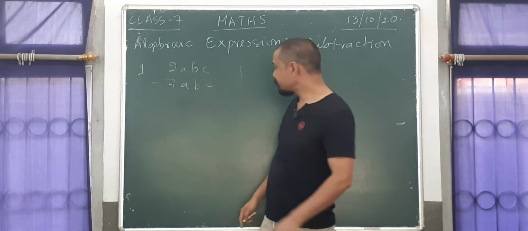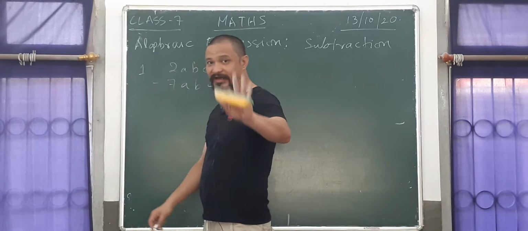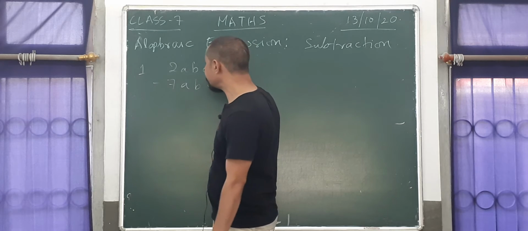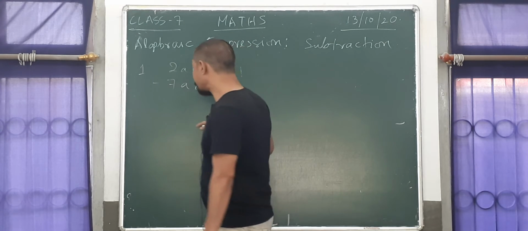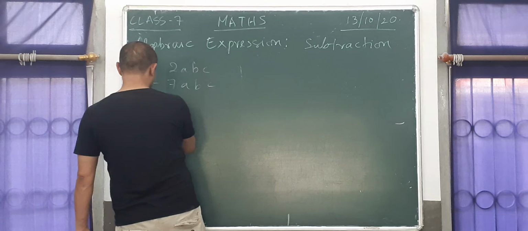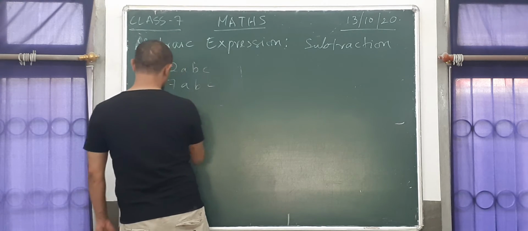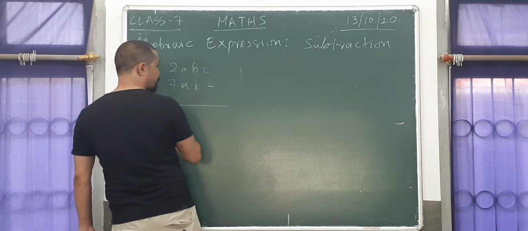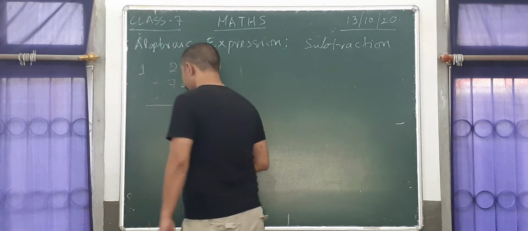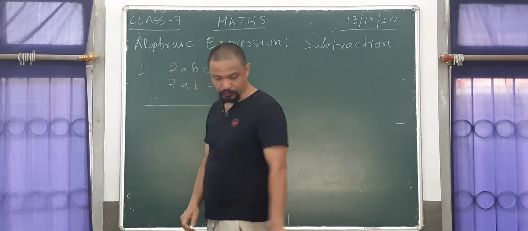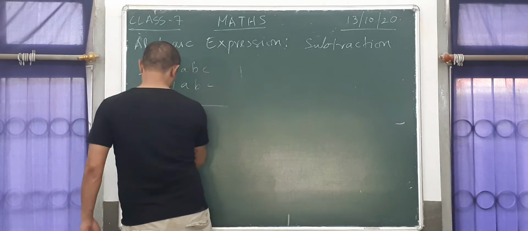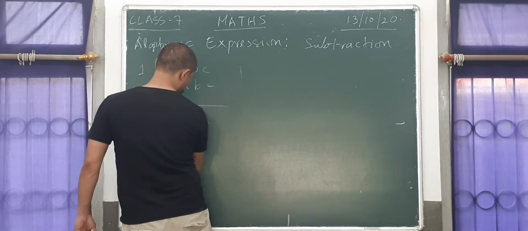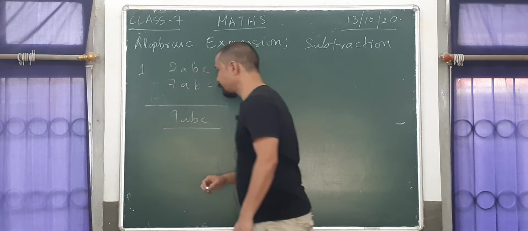Now this is what I'm saying. See, I told you about the change in sign of this. This is the minuend, this is the subtrahend. This sign needs to change. So from minus 7abc it has become plus 7abc. So 7 plus 2 will be 9abc. Please be careful of your signs.